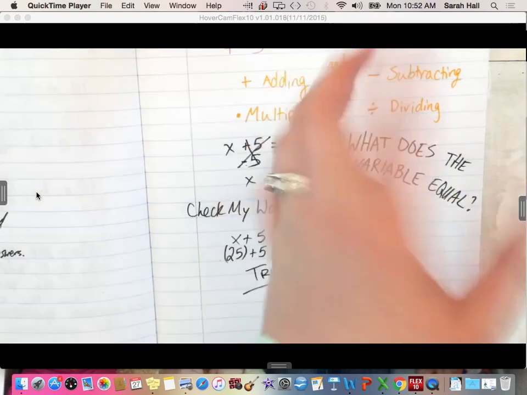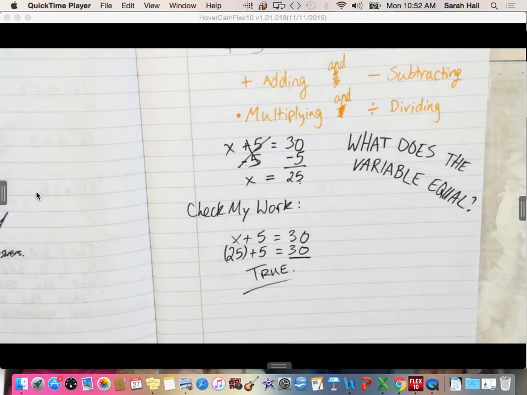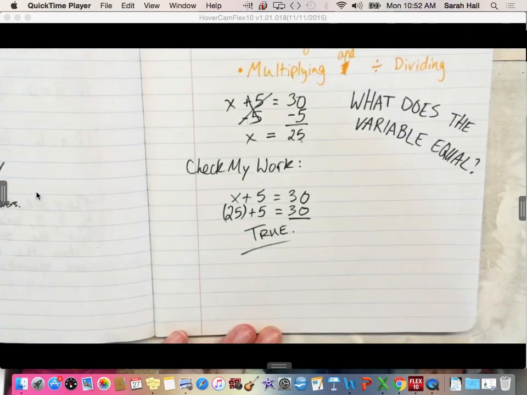So do you see how I'm just flipping them? These match together and these match together. And if you understand that, you can solve any of these. Let's do another one. I'm going to see if you can do this one on your own.